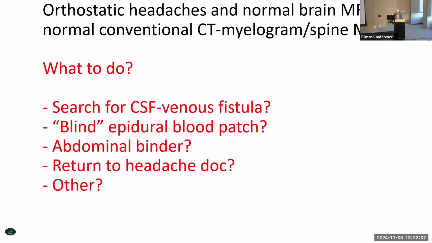So what I'm going to be talking about is patients who have a really good story for SIH, if I may use Dr. Carroll's lingo, but they have a normal brain MRI, and they have a normal regular CT myelogram or spine MRI. So what should you do in that case, right? Should you go look for a CSF-venous fistula? Because, of course, with those leaks, there is no extradural CSF.